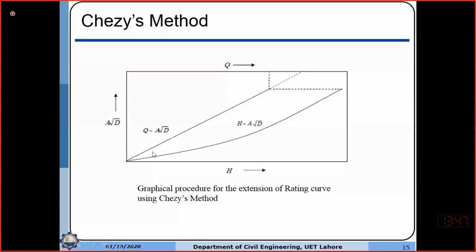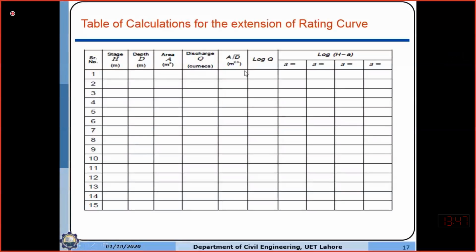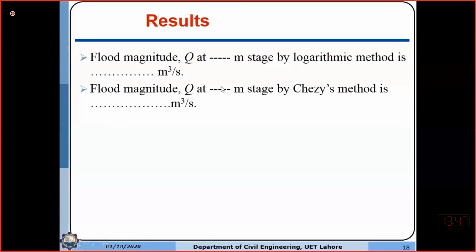Next step is extend Q versus A under root D graph, and then draw horizontal line from the point of stage meeting the graph of H versus A under root D to the graph of Q versus A under root D, and then from there draw a vertical line to axis of discharge and report the discharge. So this way you can find out the discharge at the given stage value, the unknown value of discharge. Again you have to report it here. Flood magnitude Q at 4.4 meter stage by Chase's method is this much.